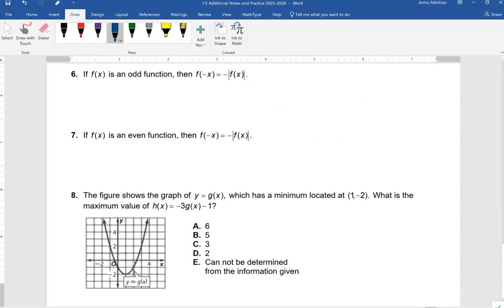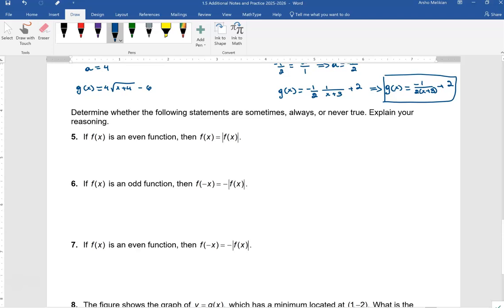Okay. And then I wanted to throw some of these in there because I know you all love these types of questions, right? So if f of x is an even function, then f of x is the absolute value of f of x. Is this always, sometimes, or never true? Let's choose our favorite even function. What do you want to choose? X squared. So we say let f of x equals x squared.